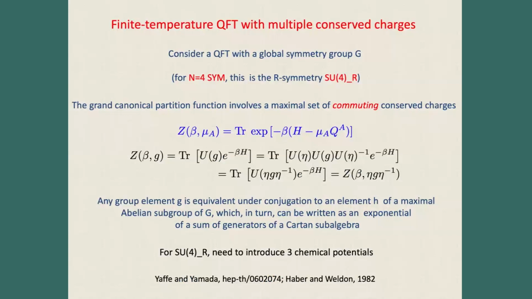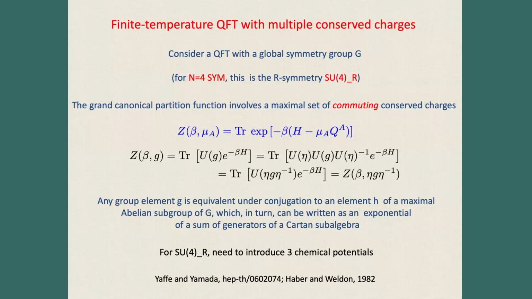Okay, so let me remind you in one slide, what do we do if we have a QFT with a global symmetry group G, for example, for N=4 supersymmetric Yang-Mills? This is the R-symmetry group, so it's a supersymmetric theory. N=4 means it has 4 supercharges, and therefore there is a global symmetry which rotates these supercharges into one another, and the global symmetry is SU(4), it's non-abelian, right?